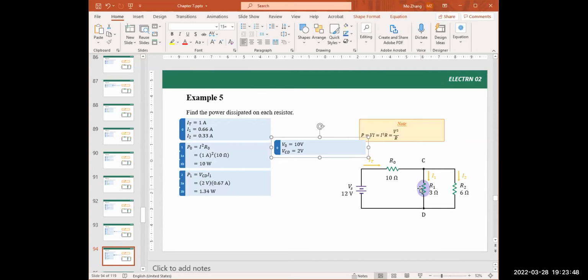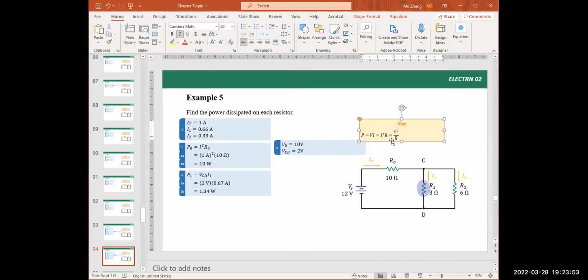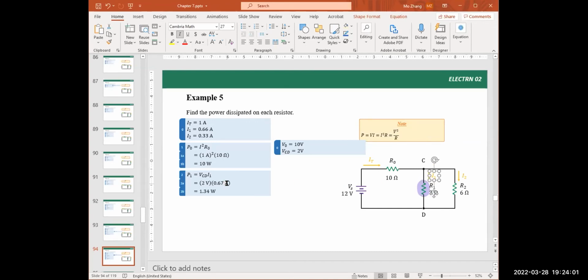Of course, we don't have to use that formula. We can use the second one, the third one. They all lead to the same answer, because over here we know everything, right? We know the resistance, we know the current, 0.67 amps, we know the voltage, 2 volt. So we can use any formula. No restriction here.